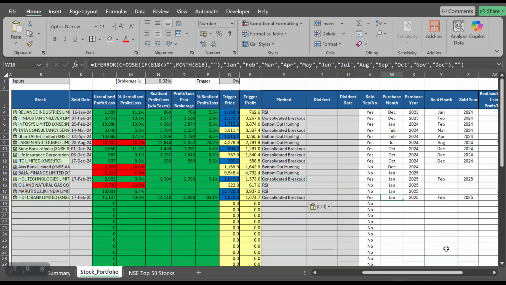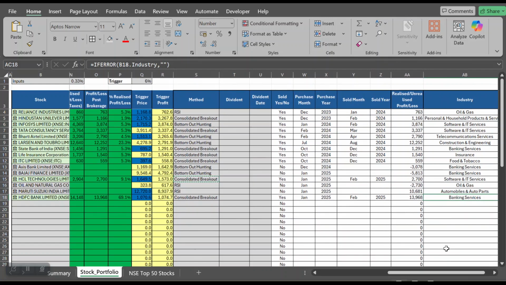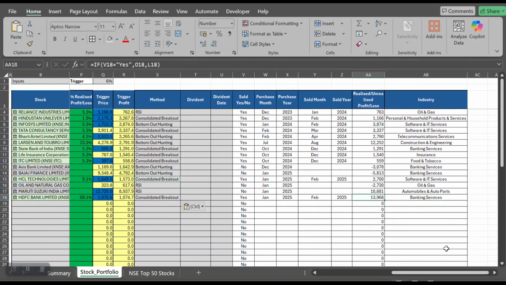This says when was the purchase, what is the purchase month, purchase year, sold month, sold year, what was the realized or unrealized profit. In case the sold is no, it will consider the unrealized profit or loss, and when the sold is yes, it will take the realized profit or loss automatically, and it will also determine the industry of this particular stock.